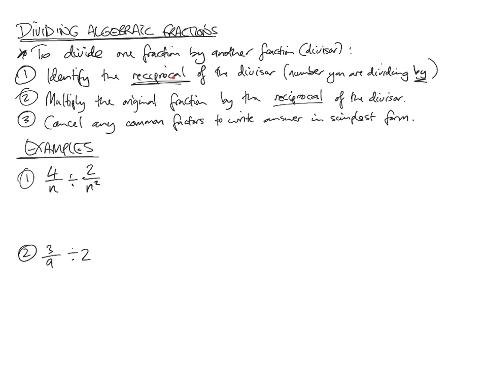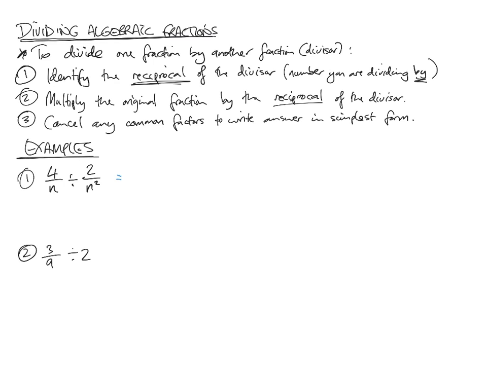1. Identify the reciprocal of the divisor, which is the number you're dividing by. 2. Then you go back and multiply the original fraction, so that's the fraction you're dividing into pieces, by the reciprocal of the divisor, the number that you found from step 1. And then lastly, same steps as multiplication, cancel any common factors to write the answer in simplest form. So that's in words, the steps written formally, but to help you out and show you how it actually works, we'll step them out.